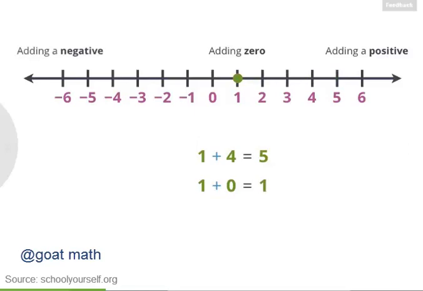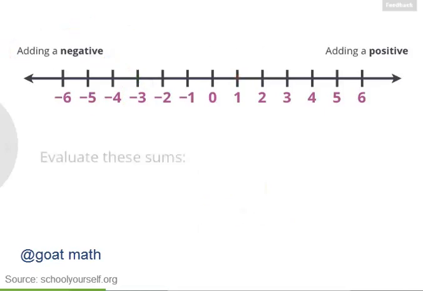Adding a negative number means you move to the left. So to evaluate 1 plus negative 4, you move left, 1, 2, 3, 4. And so 1 plus negative 4 equals negative 3. So keeping in mind that adding a negative number means moving to the left, try evaluating these two sums.